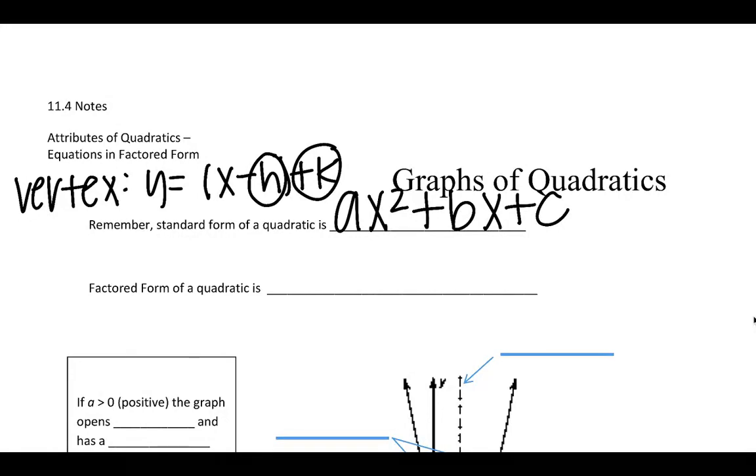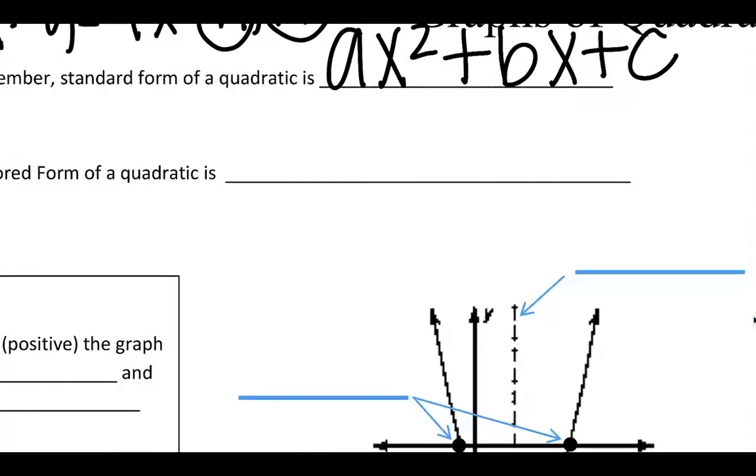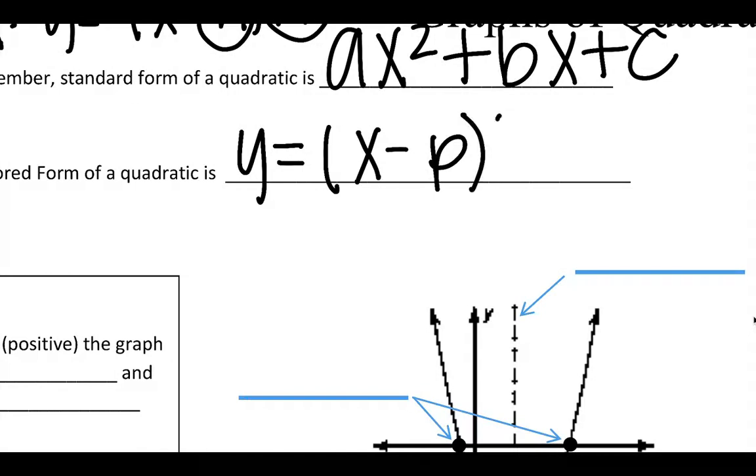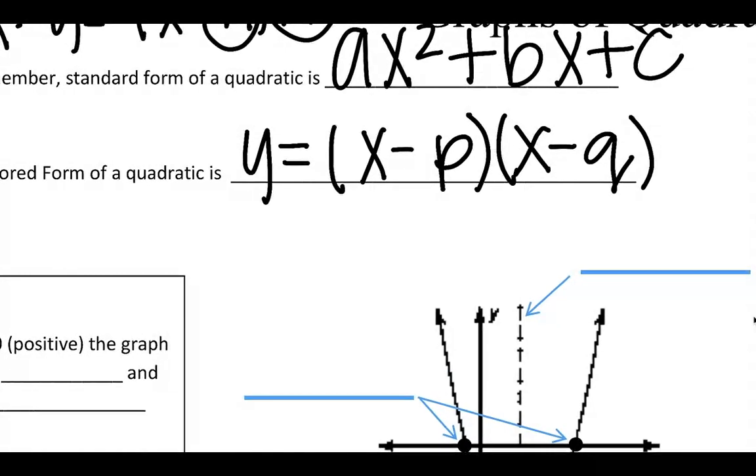And then today we're going to be doing factored form. So remember when we factored trinomials and we did the x puzzles? That's what this is going to look like. It's going to look like y equals x minus p times x minus q. Why p and q? I have no idea. But that's what it's going to look like. So it's going to look like you just factored a trinomial, and from there we'll be able to tell you one more thing than what we've been able to tell with standard and vertex form. We'll be able to find your solutions or your x-intercepts.